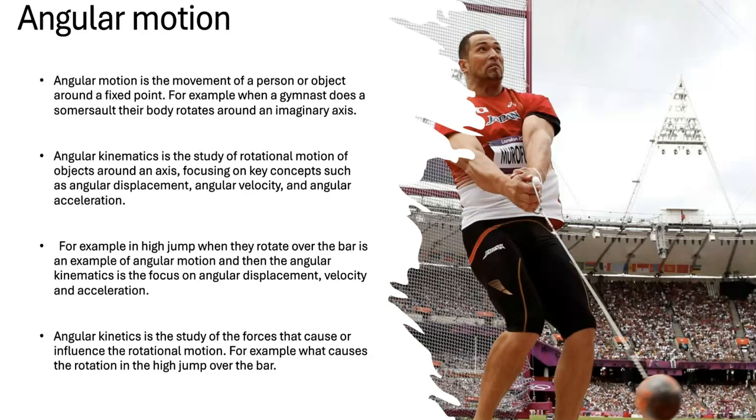Angular kinematics is the study of rotational motion of objects around an axis, focusing on key concepts such as angular displacement, angular velocity, and angular acceleration. For example, in high jump, when they rotate over the bar is an example of angular motion, and angular kinematics is the focus on the angular displacement, velocity, and acceleration.